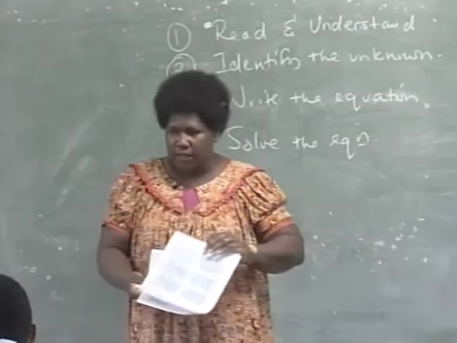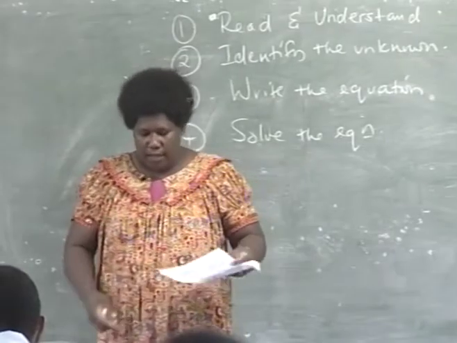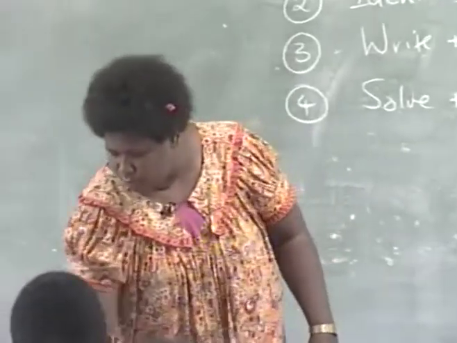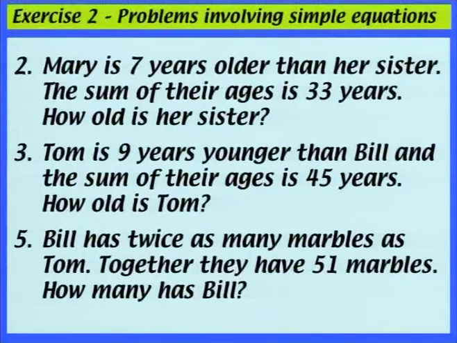Okay, the representatives from group 1, you have to come and do questions 2, 3, and 5. You'll have to move fast because we have a lot of questions to do. Who's coming for group 1? What I want you to do is read the question before you solve it. Okay, move, group 1.